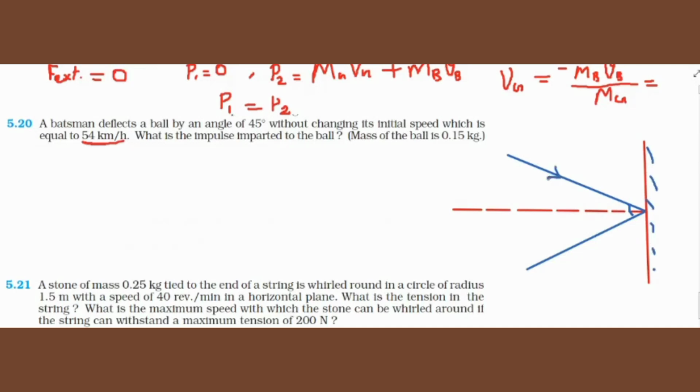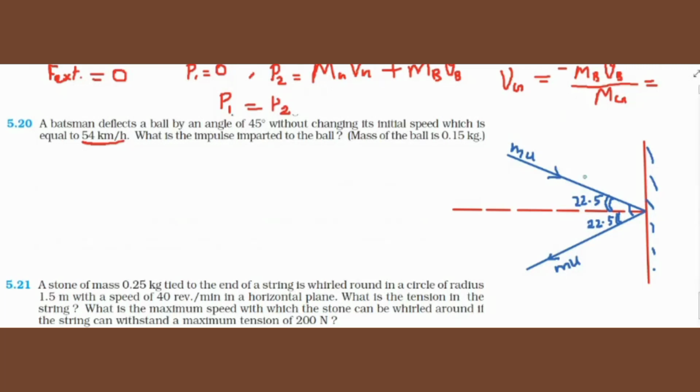So this is the initial velocity. Okay, so we can take initial velocity mu. Then it is deflected with the same speed, so here also it is mu. Now see here, how much will be this angle? Half of that, 22.5 degree, and here also this angle is the same, 22.5 degree.